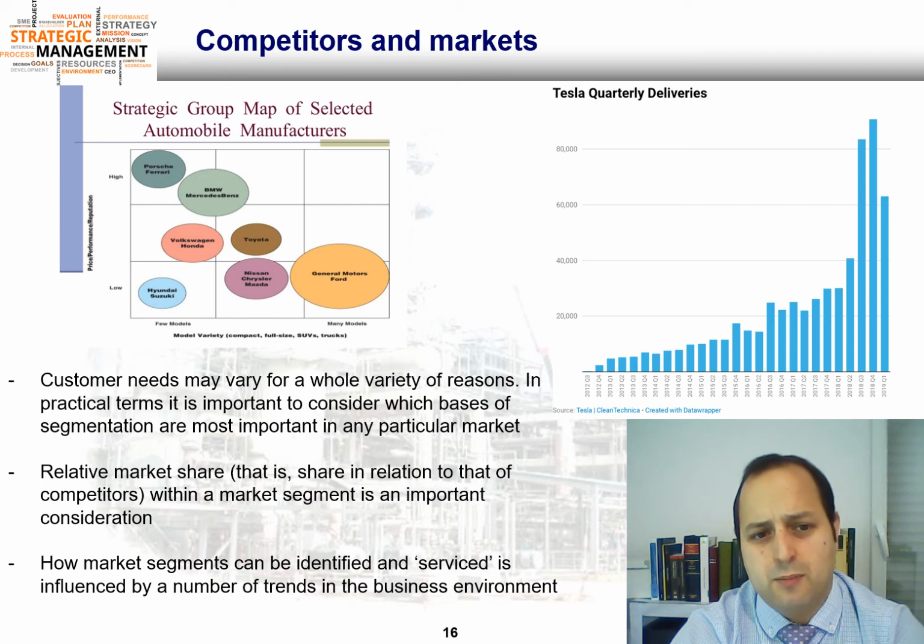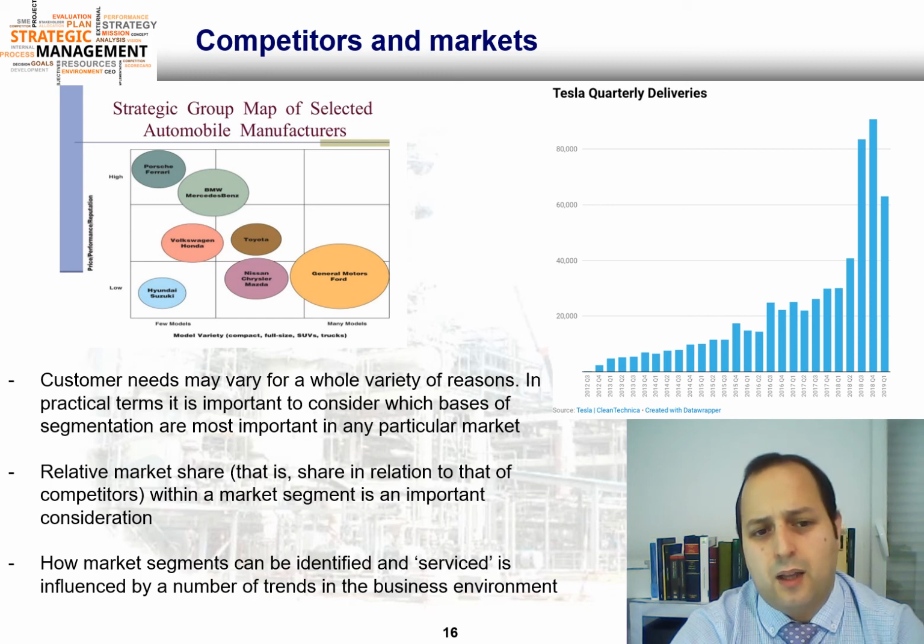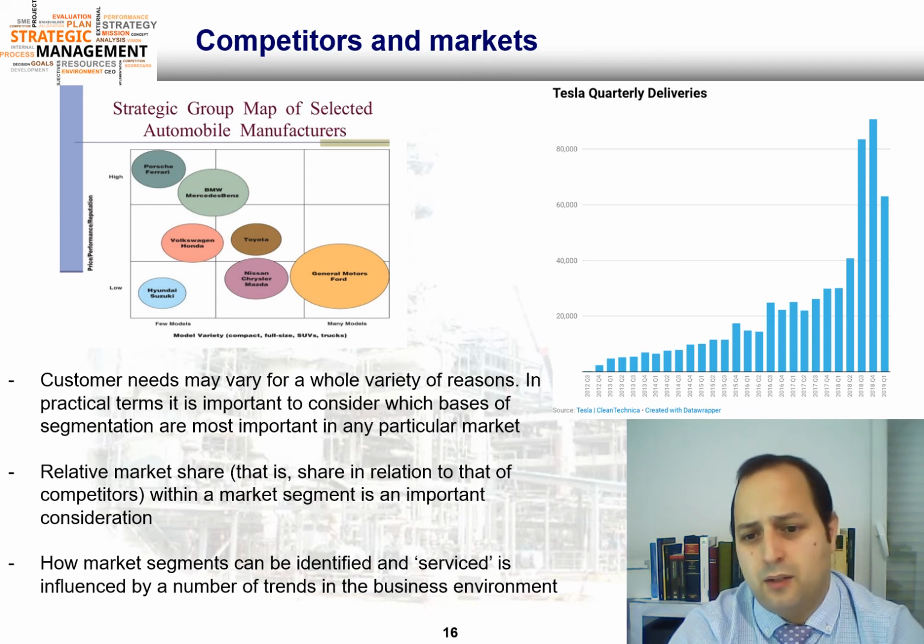For example, when we were speaking about the strategic group map of the automobile industry, the car industry, we had a segmentation in high and low price, and depending on the number of models, but we didn't have a market segmentation depending, for example, on those customers that were seeking electric cars. That's a relatively new trend on the market that Tesla knew how to exploit, and here you can find the result.